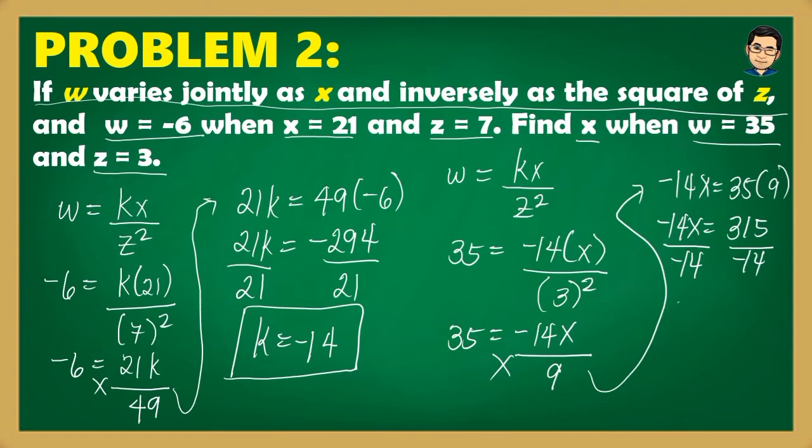So the value of k is negative 315 over 14. So pwede pa po siyang lowest term, or k is equal to the greatest common factor, which is 7. So pag dinivide natin sa 7 ang negative 315, that is negative 45. And then yung 14 sa 7, that is 2. So the value of k is negative 45 all over 2. Or pwede rin namang i-divide natin yung negative 45 sa 2. Magiging negative 22.5.